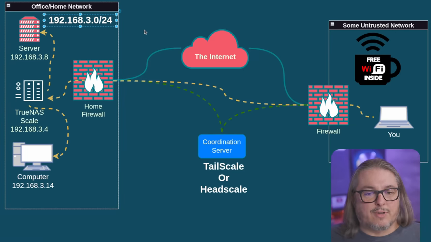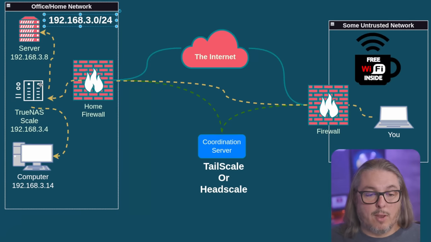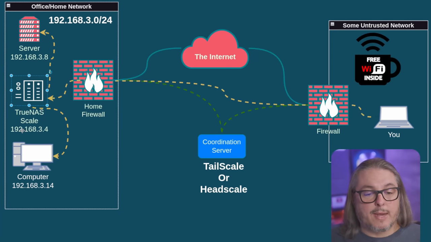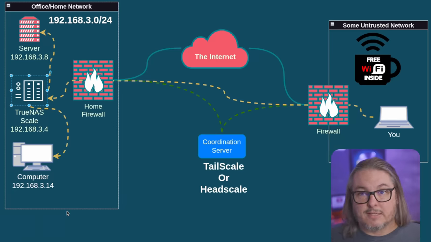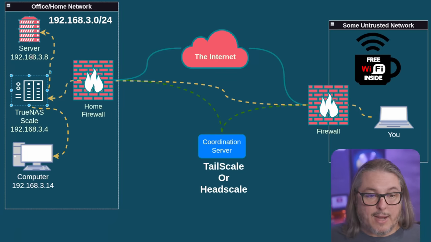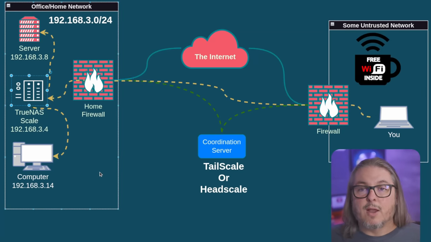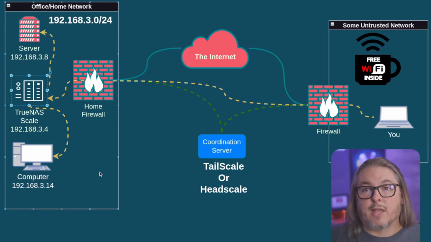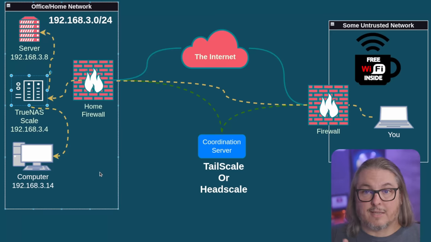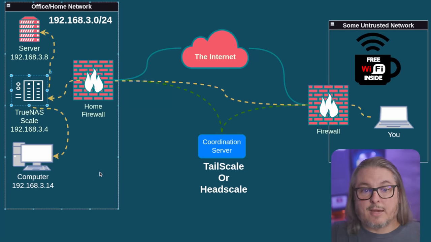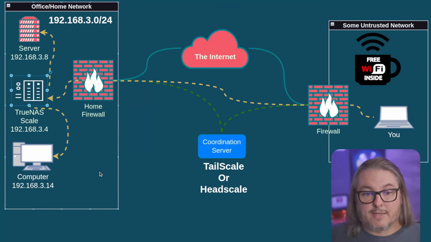We are going to advertise the route of 192.168.3.0/24 because our TrueNAS SCALE server is located at 192.168.3.4, and we want to advertise that other devices exist on that network, such as our 3.8 server and our 3.14 server, and we'd like to have access to those in addition to any applications that are operating on our TrueNAS SCALE. So we'll have access to the apps, the shares, and any other adjacent servers on that same network.